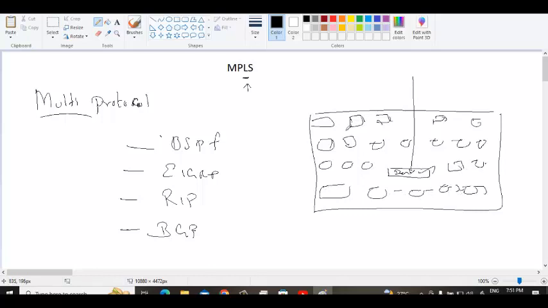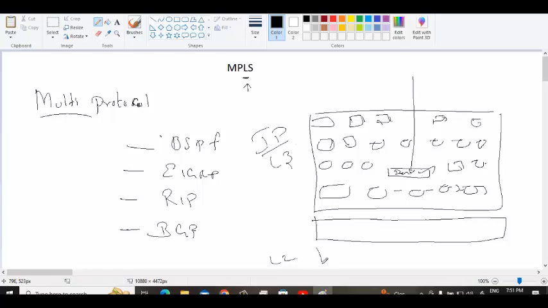But now, the label is kept before this header. If this is the layer 3 header, IP, it is kept below layer 3 and above layer 2. So that before reading this layer, the router will know by looking into the label, let's say label number 40. When the router reads 40, it knows that this belongs to 8.8.8.8. It knows the destination.